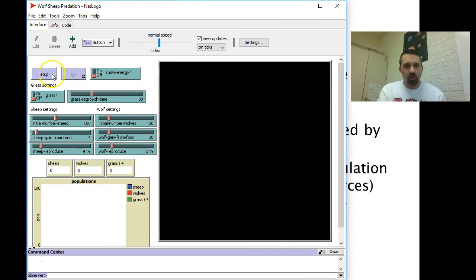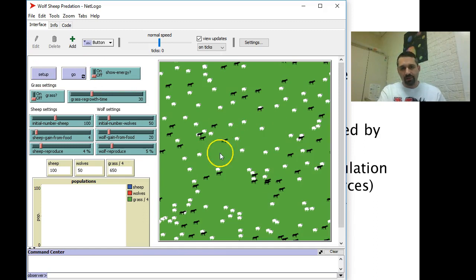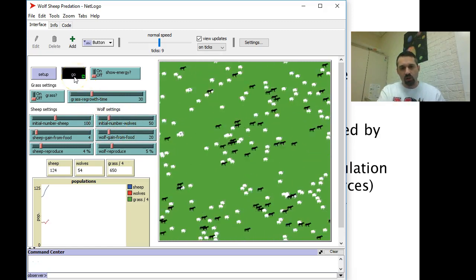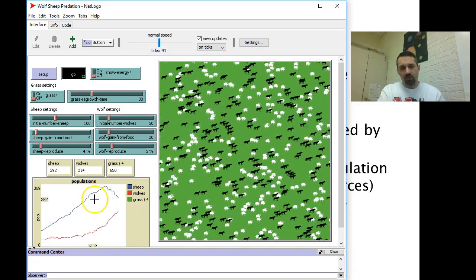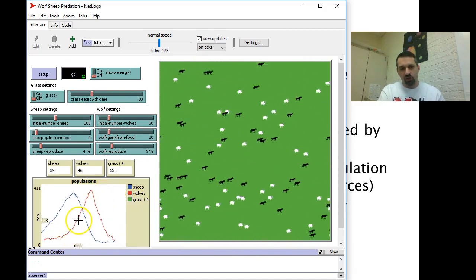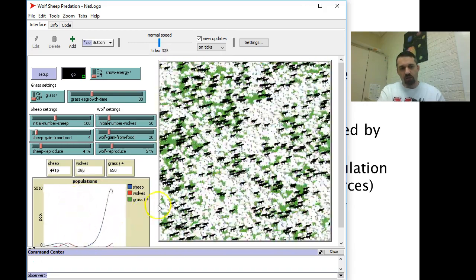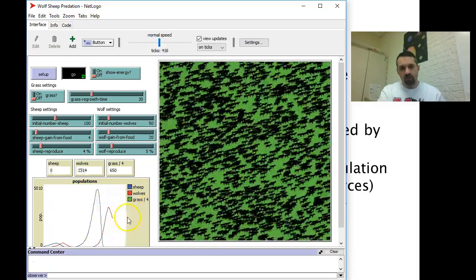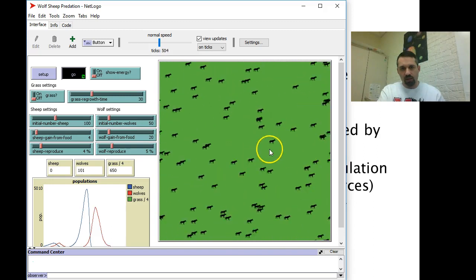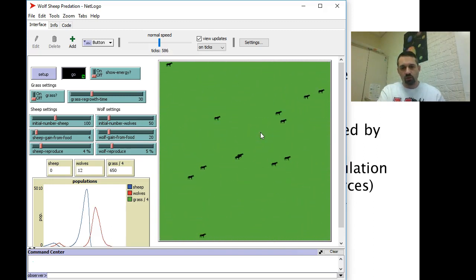We'll hit setup, and what we've got is grass, sheep are the white things, and wolves are the black things. We've got some variables that we can set over here. I'm going to hit go, and then we can watch. As we see, the population of sheep goes way up. Then as the population of the wolves goes up, the population of sheep goes down. They kind of go back and forth, until eventually the wolves ate all the sheep. Now the wolves are dying, and now there are no wolves. Now there's nothing but grass. Everything's dead except for the grass. So no consumers whatsoever.